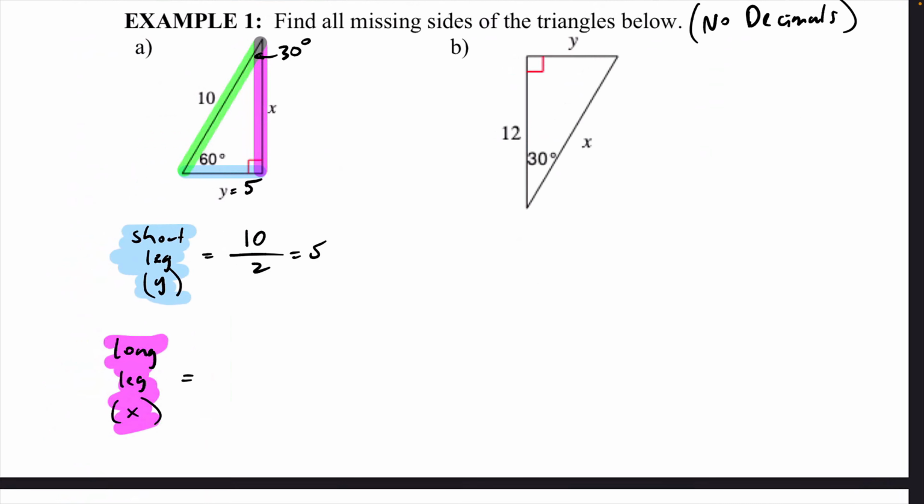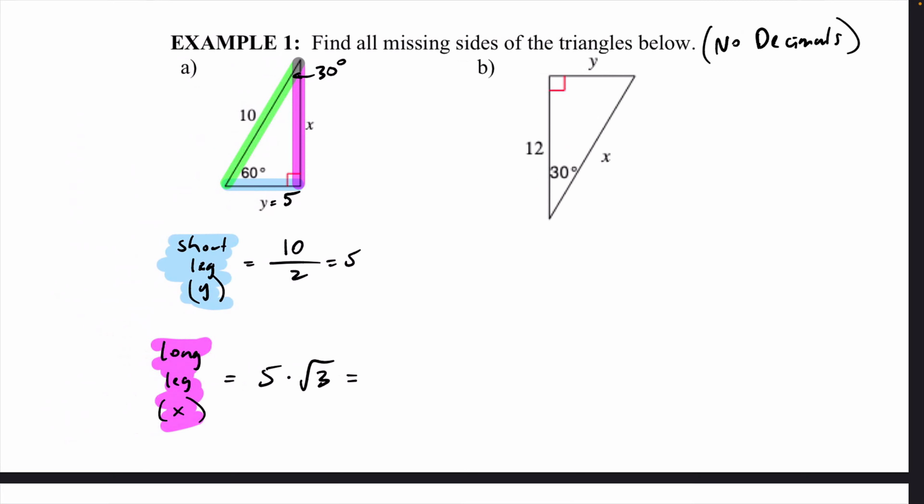What was the short leg again? 5. And we need to multiply it times the square root of 3. So immediately I go to my calculator and I go 5 times the square root of 3. It's like 8 point something. Why is that going to be wrong? Because that's a decimal, right? Even if you round it, it's still a decimal. So how do I write my answer without a decimal? This is how you do it. Can I multiply 5 times 3 to make 15?